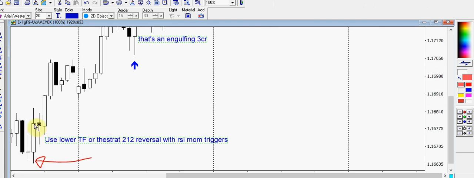Not the same situation over here, I don't think, but this one would have been good for the line chart 3CR, as it were. There's the high, there's the area I'm talking about. Disregard the wicks and you've got your break and close, and boom, up it goes.